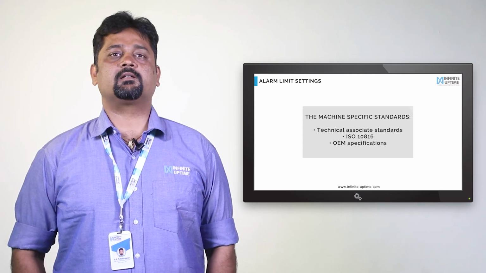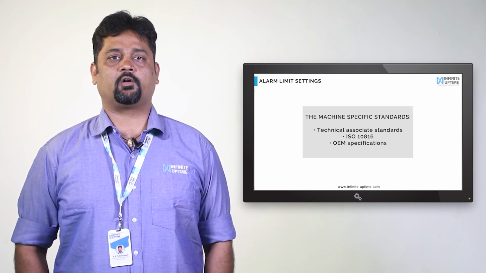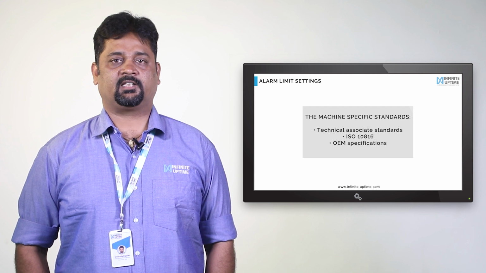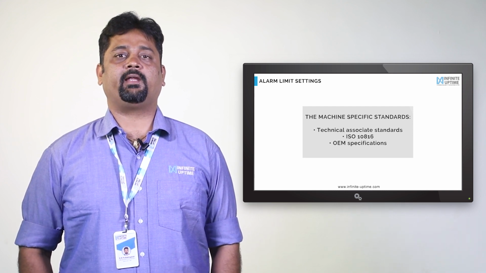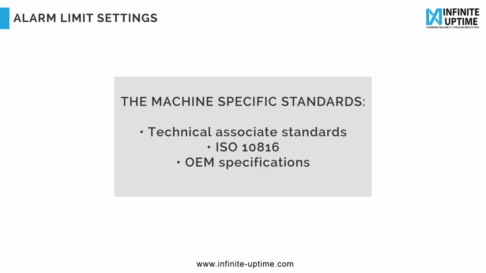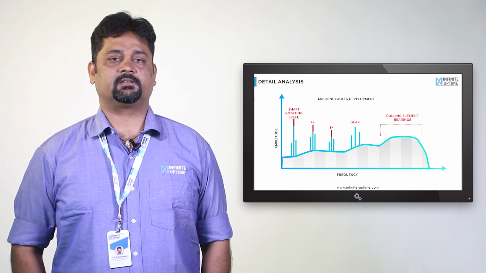Once the measurement points and locations are decided, then we need to set the threshold for the measurement for better exceptional reporting. We can decide these thresholds by applying this methodology. Use technical associate standards, use ISO 10816 or use OEM specifications. The machines that cross thresholds will call for a detailed analysis. We can do this by studying the spectrum analysis.